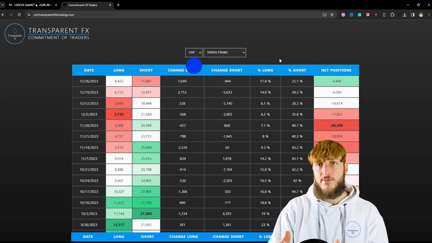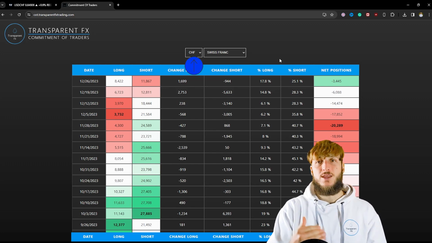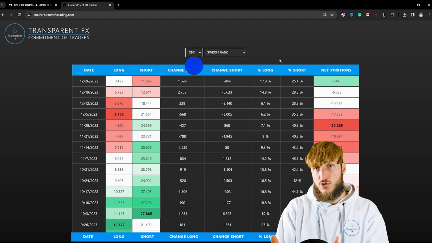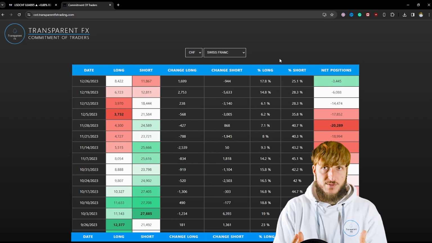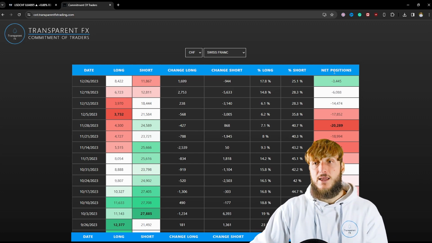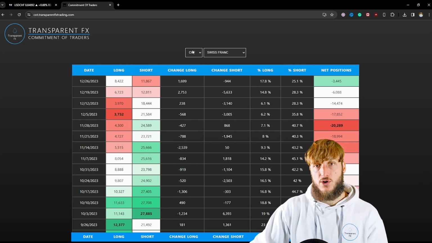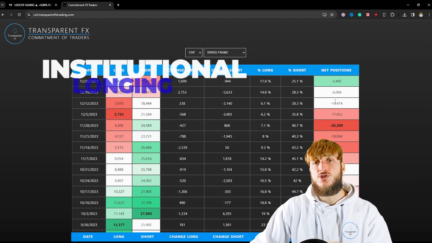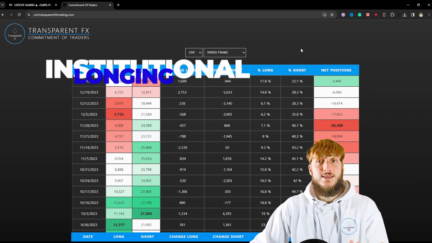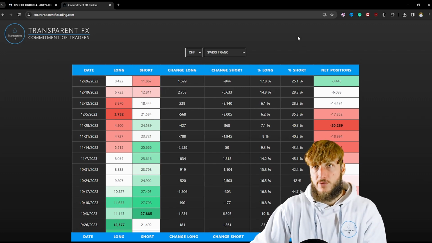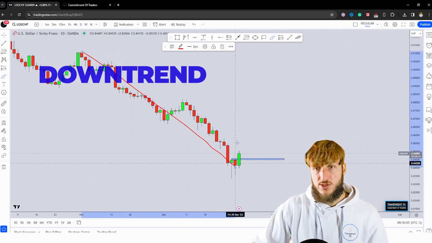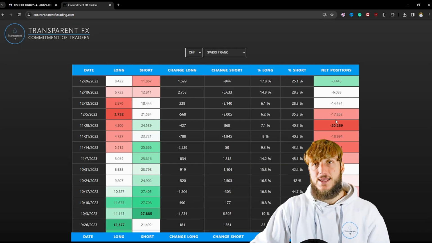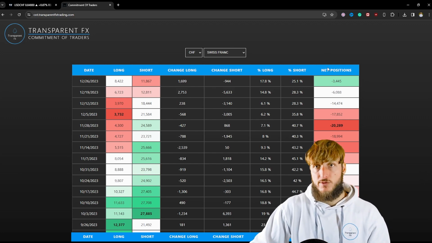So if we're checking the data for the CHF, you're actually already checking CHF USD. So since we want USD-CHF, we simply have to reverse everything. So this means, simply put, that if net positions are getting increased on the CHF USD, so if institutions are longing CHF USD, they must be shorting USD-CHF, right? And that is why price action has been very bearish lately, because clearly, as we can see here, institutions have been shorting USD-CHF by longing CHF USD.